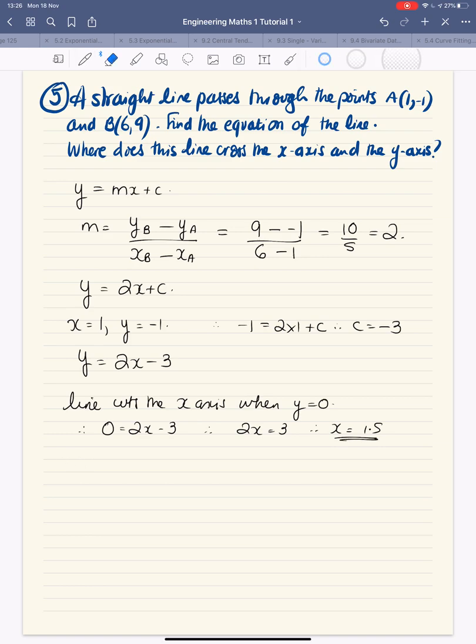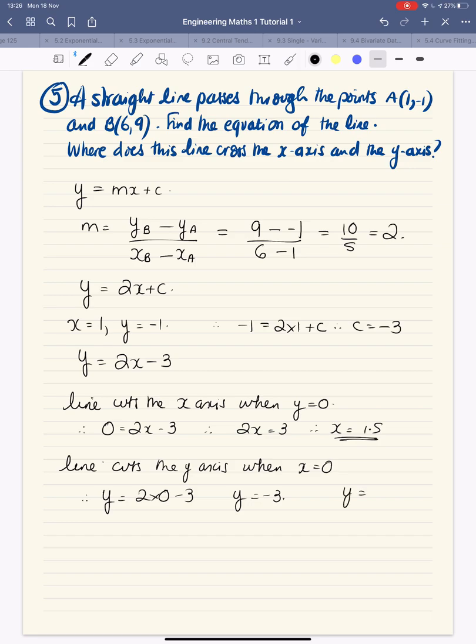And then the line cuts the y-axis when x is 0. So therefore y is 2 times 0 minus 3. So y is minus 3. Okay.